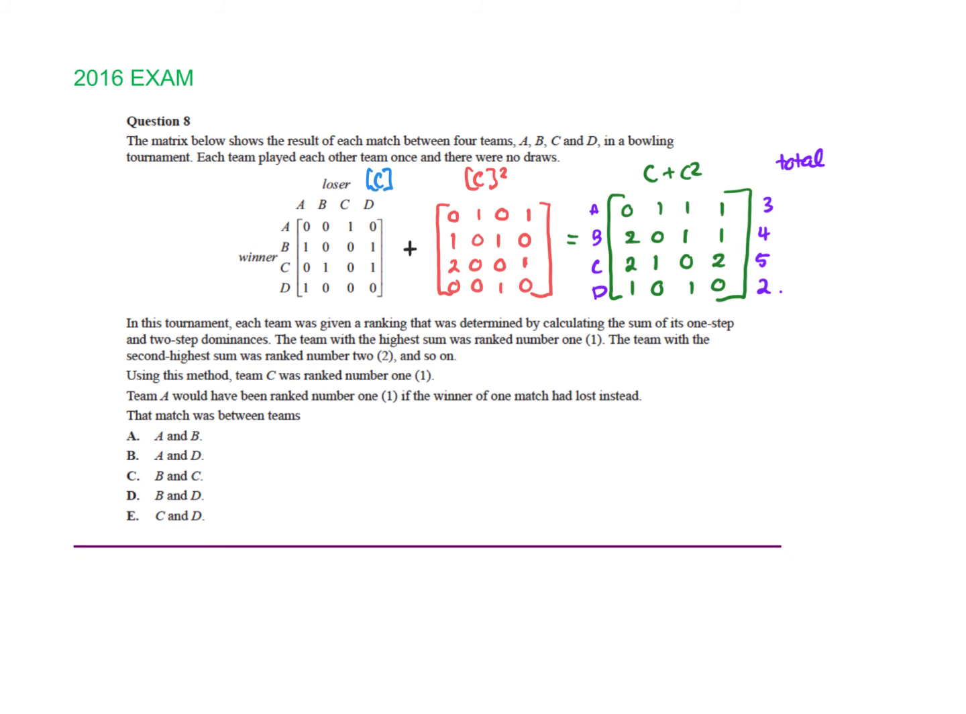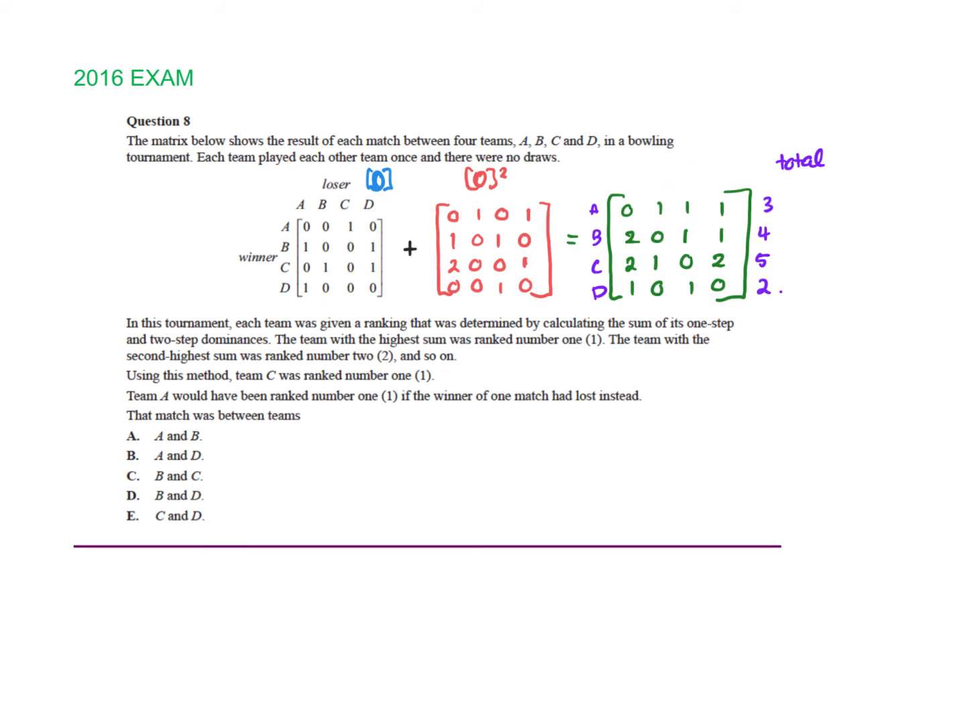Each team played each other team once, and there were no draws. So really what they've done, I don't know why I put C, but they've given you the first dominance matrix. So I'm just going to change these to D.